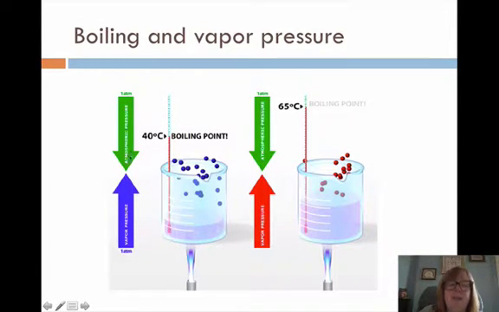So we know we have atmospheric pressure pushing down on this liquid here. And when our vapor pressure of our liquid is equal to that pressure pushing down on the liquid, when they're equal, that is then the boiling point. Now over here we see that this boiling point is 65 degrees Celsius, and they're both at the same atmospheric pressure. So that must mean, because this boiling point is higher, that the intermolecular forces in this liquid were stronger. It took more energy to separate those liquid particles from themselves and to turn into a gas.